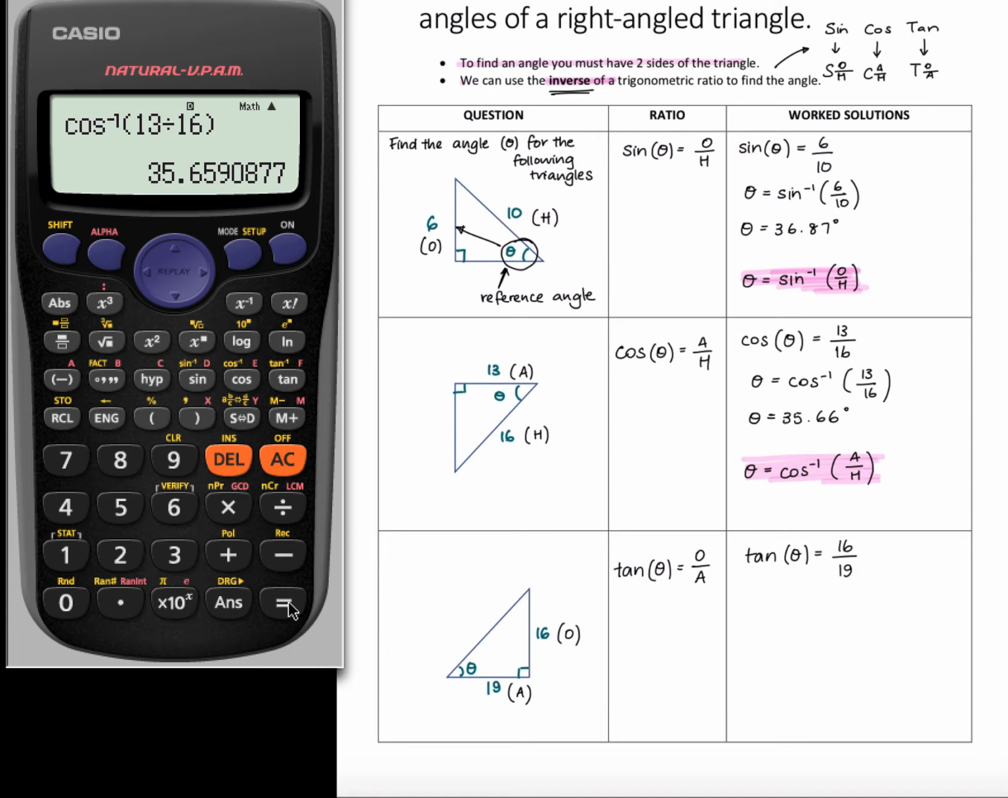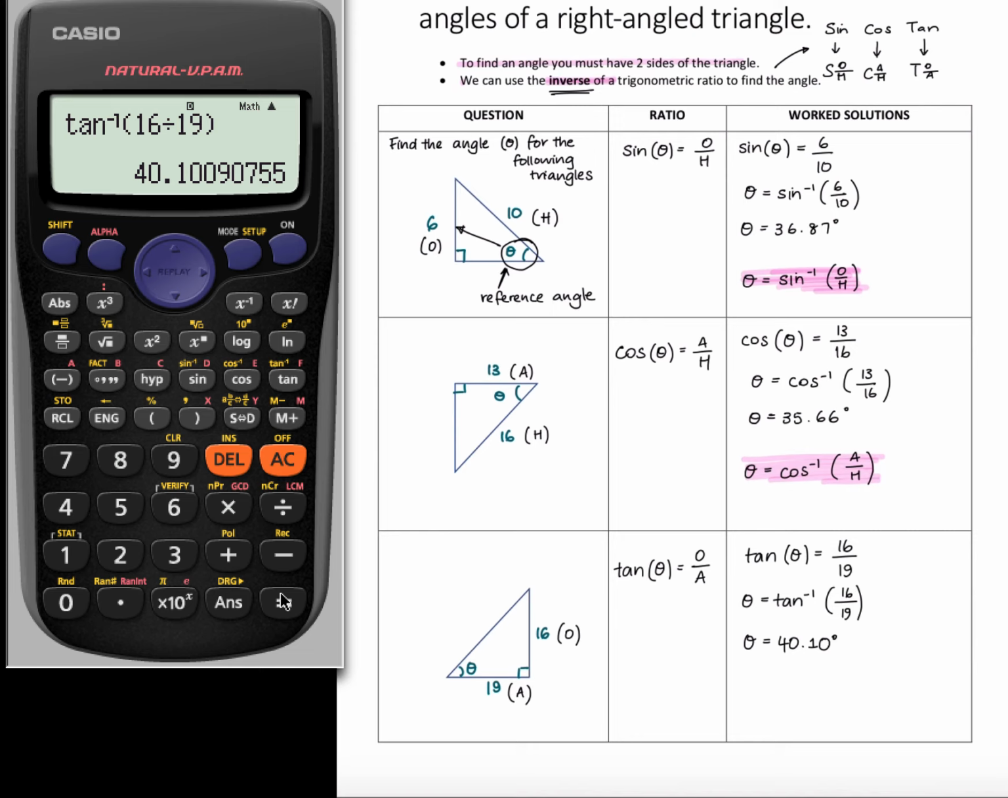Now, we know we're working out our angle, so we're going to be using the inverse of tan. So theta is equal to the inverse of tan of 16, my opposite, divided by my adjacent. On my calculator, I'm going to do the inverse of tan, then 16 divided by 19, and I get an angle of 40.10 degrees. With all three examples, even though I didn't state it in the question, I'm just rounding off to 2 decimal places.